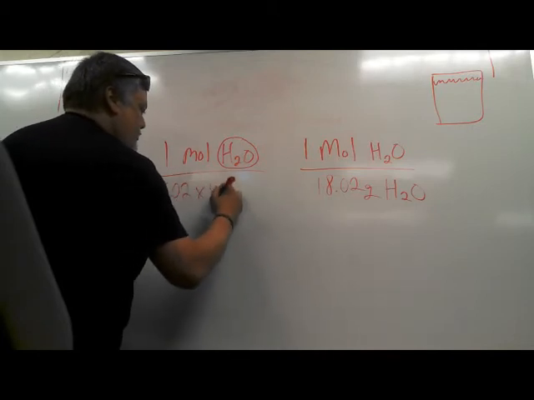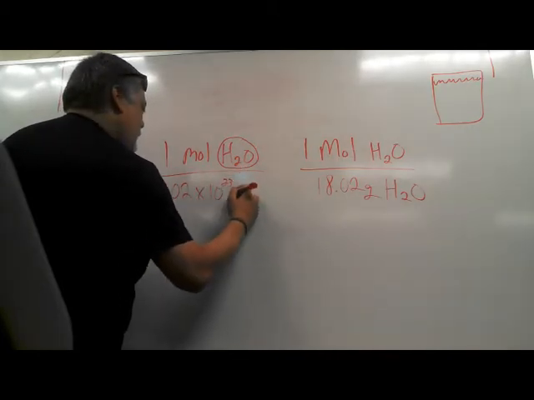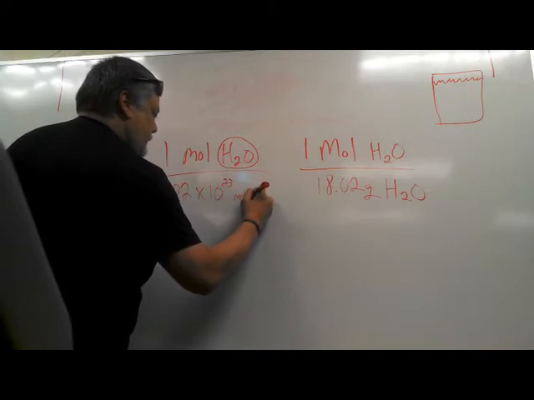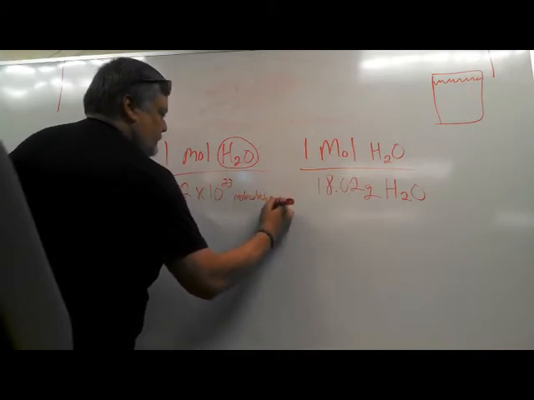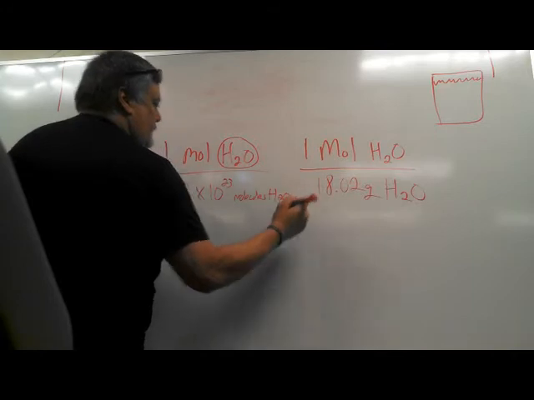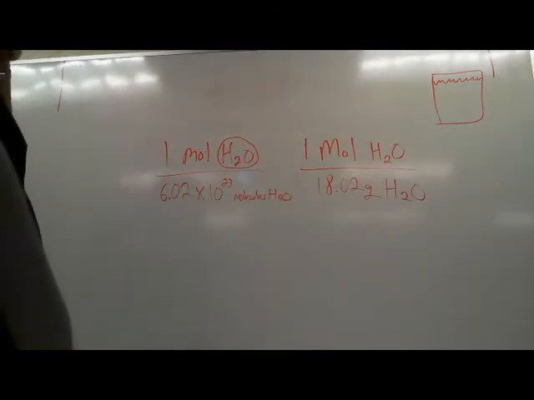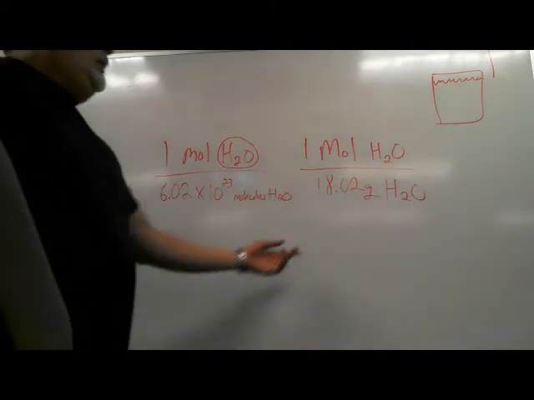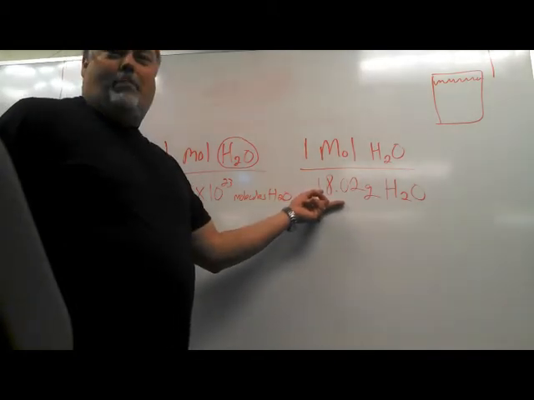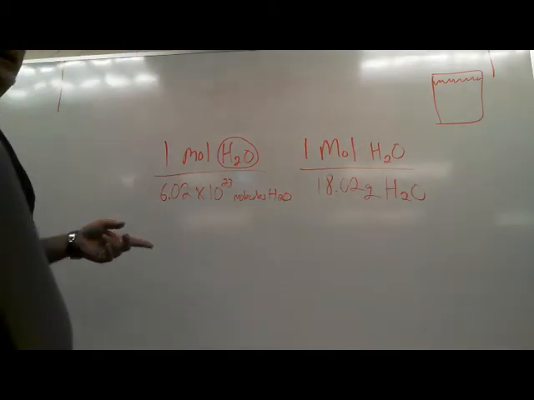6.02 times 10 to the 23rd molecules of H2O. How do we know this? Did somebody take 6.02 times 10 to the 23rd molecules of water and count them out and make sure that it weighed 18.02 grams? No, of course not.